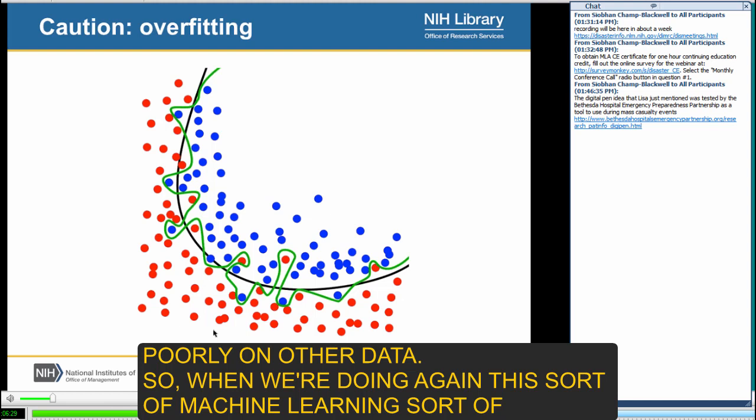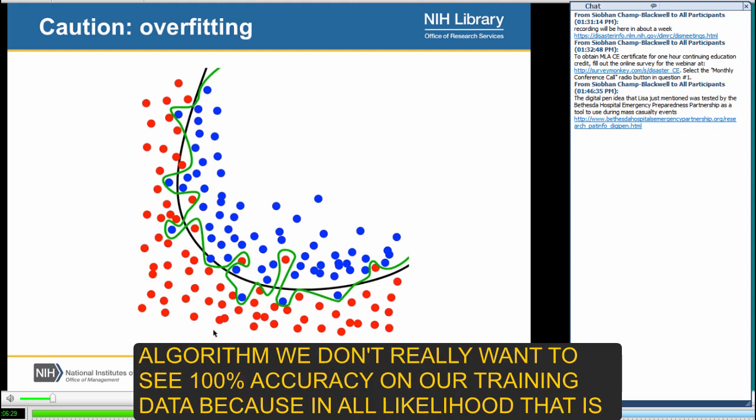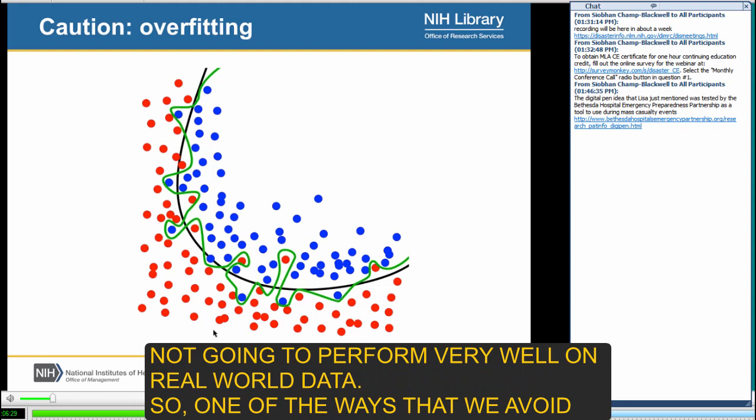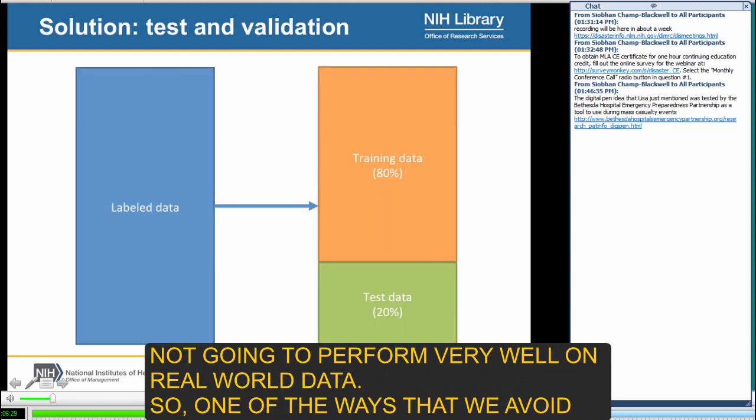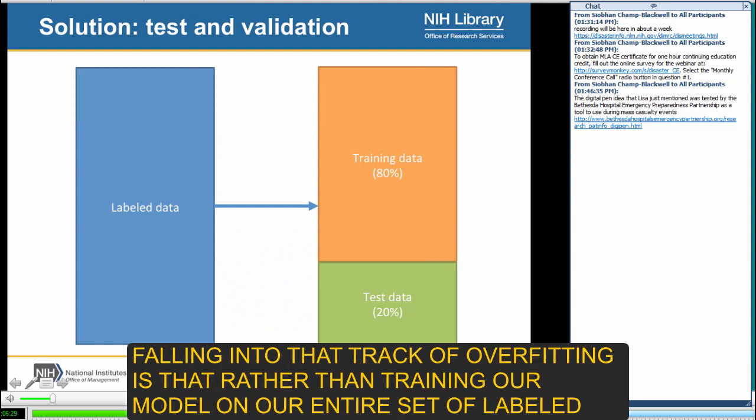What we would hope to end up with is something more like this black line, where it does a pretty good job of splitting between the two groups. It gets a few wrong, but it's mostly able to pick out where the red category starts and where the blue category starts. So when we're doing this sort of machine learning algorithm, we don't really want to see 100% accuracy on our training data, because in all likelihood that is not going to perform very well on real world data.